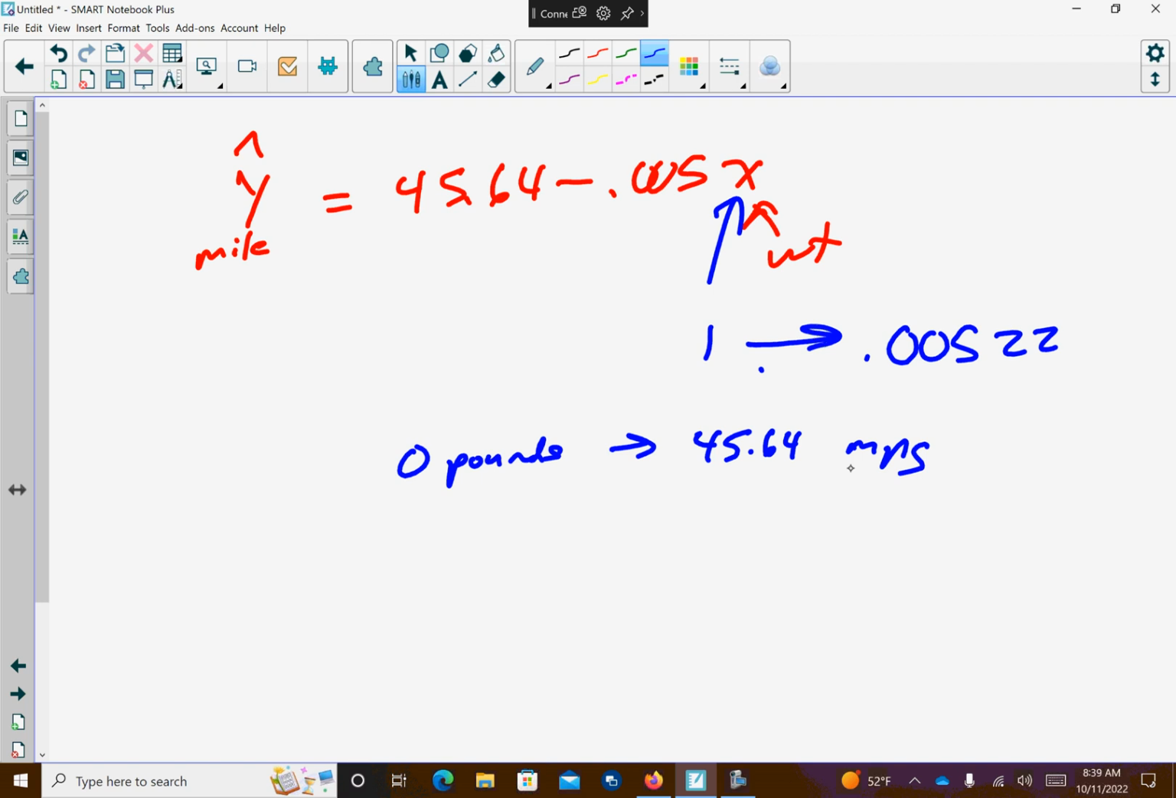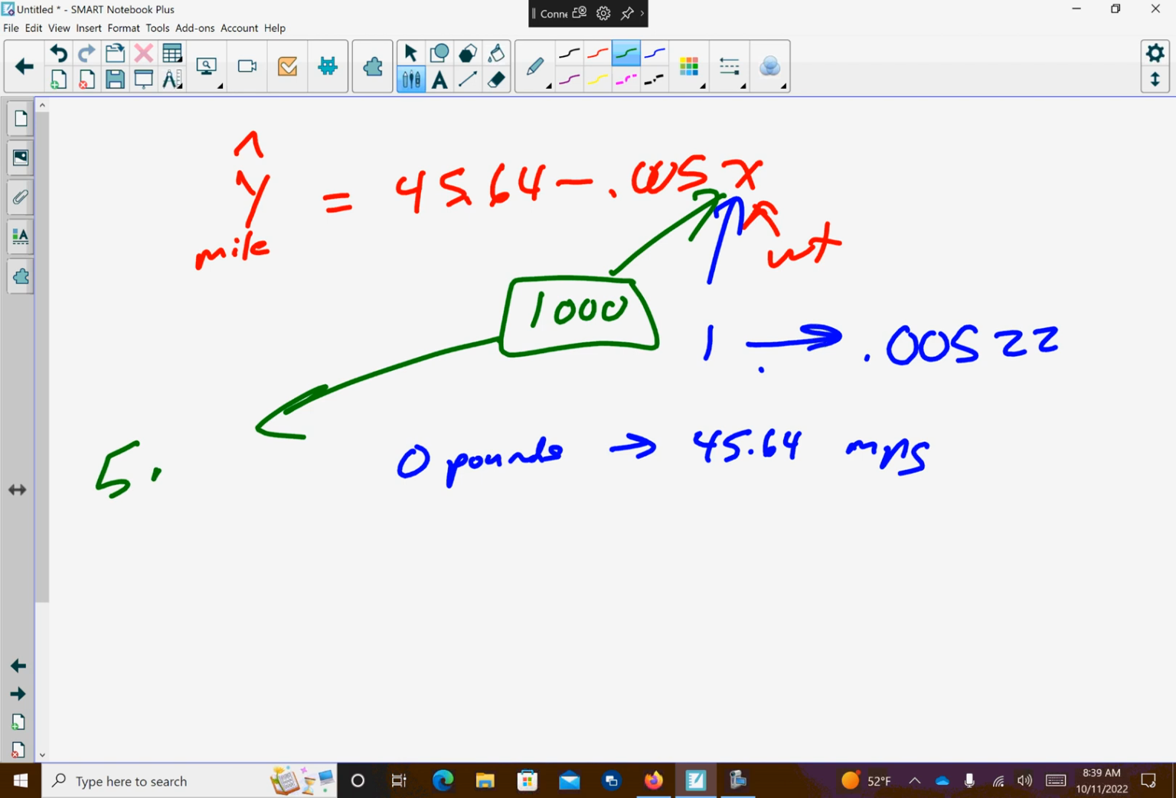And then if you buy a vehicle that weighs 1,000 pounds heavier than the vehicle you have now, what does your regression model predict? The amount of change in mileage. So for every 1,000 pounds, the result declines about 5 miles. So if I take 1,000 and plug it in here, that's going to result in roughly 5 miles per gallon less.